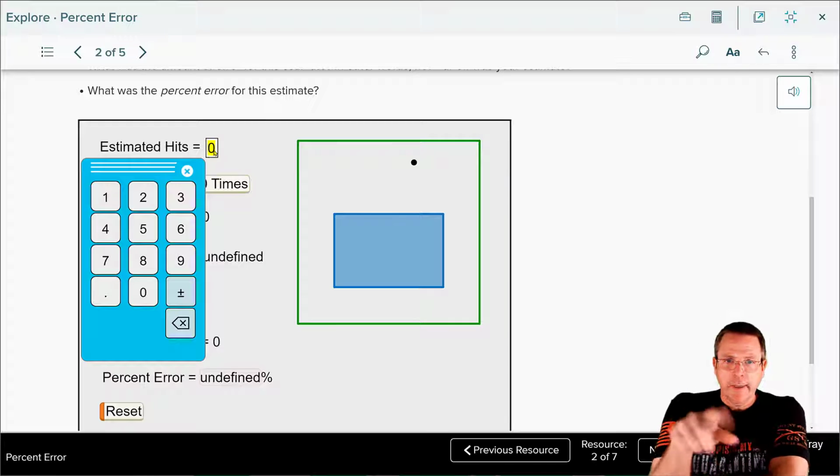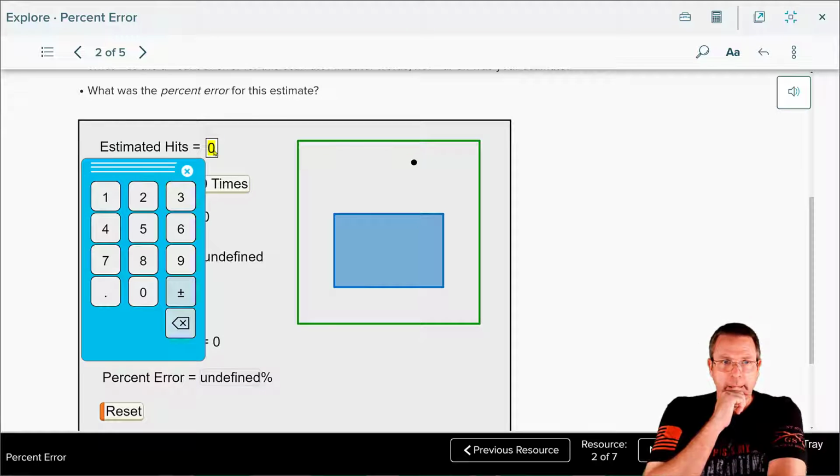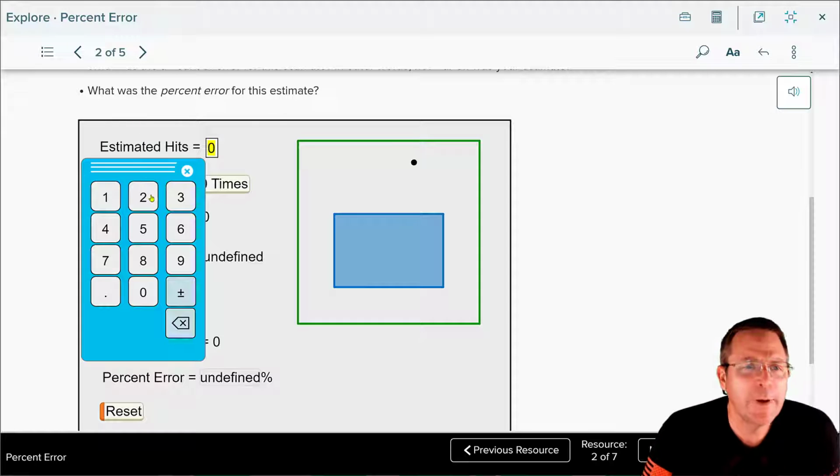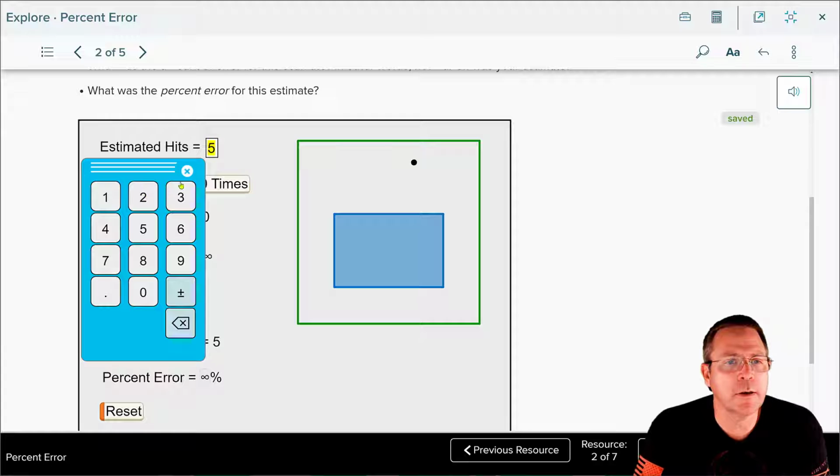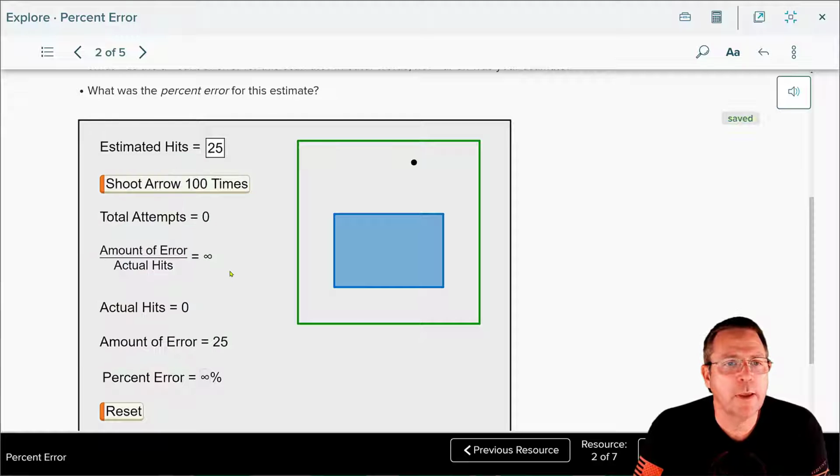Well, I'm looking at that big green screen, and I'm in the little blue box, and I'm thinking that that blue box probably takes up about 25% of the green screen. So I'm going to estimate 25% hits. Whoop, nope. Let's try that again. That did not work right. 25. There we go.